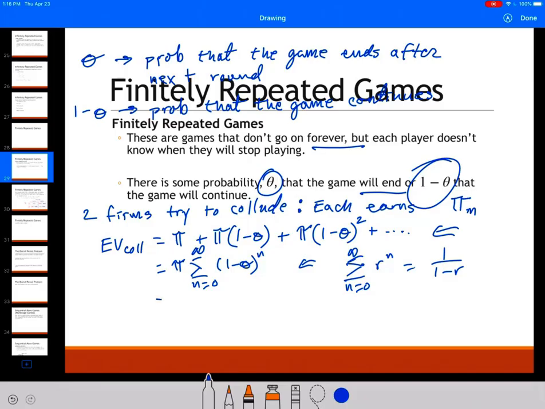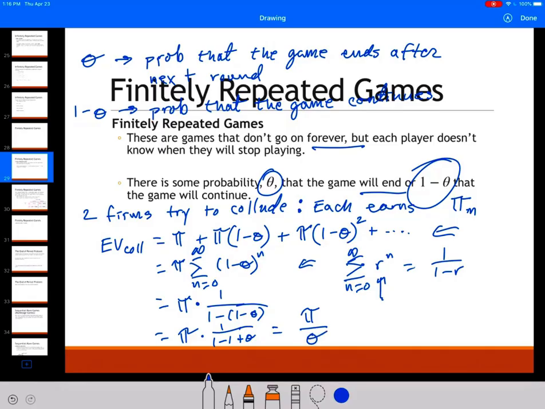Which means this is equal to pi times 1 over 1 minus r, and remember, r is this term in here. So r for us is 1 minus theta. So this is 1 over 1 minus (1 minus theta). Okay? So that means it's pi times 1 over 1 minus 1 plus theta, which is equal to just pi over theta, okay?